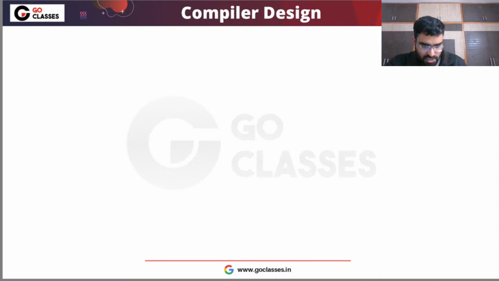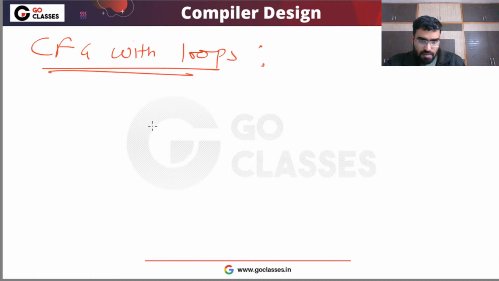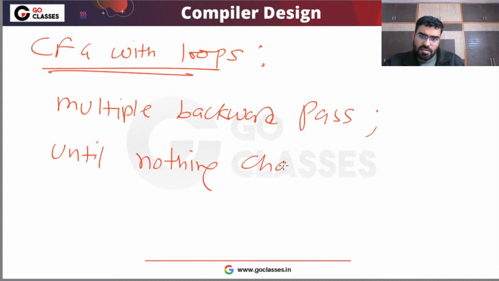When your control flow graph has loops, then what to do? Here there will be many iterations of backward pass. Multiple backward passes you have to make. So I can say multiple backward passes we have to make until nothing changes.